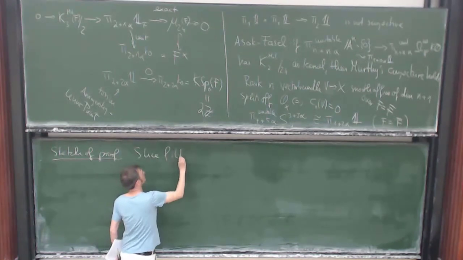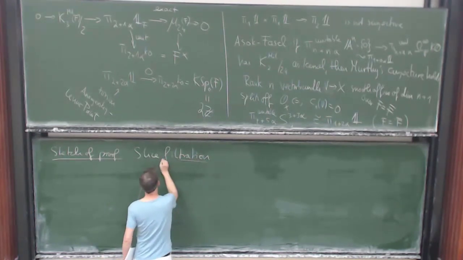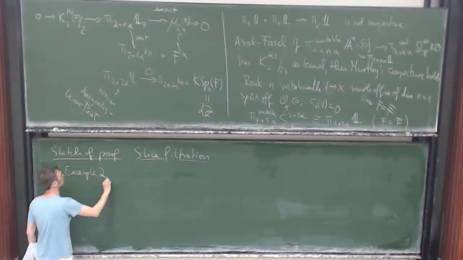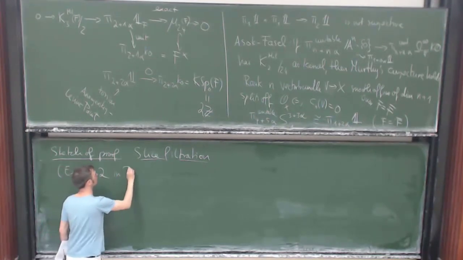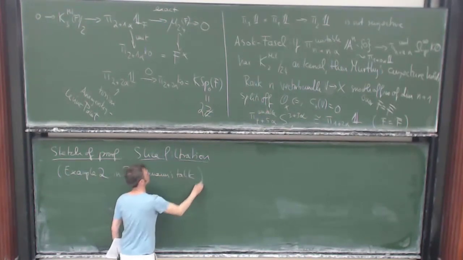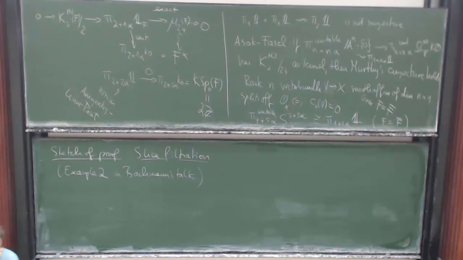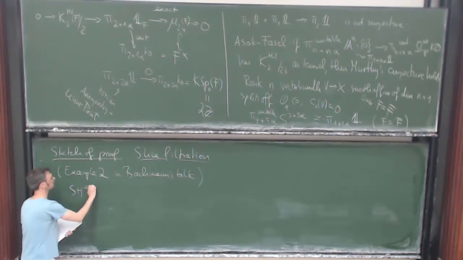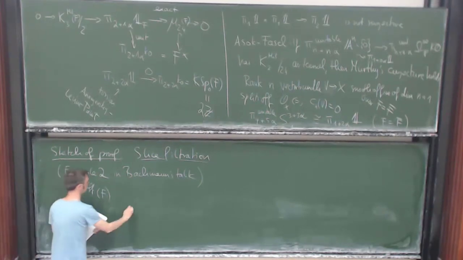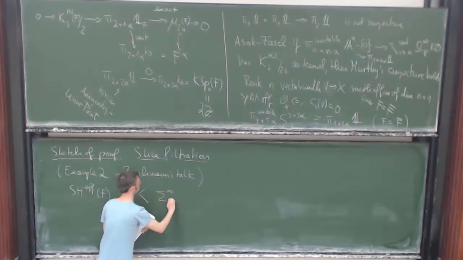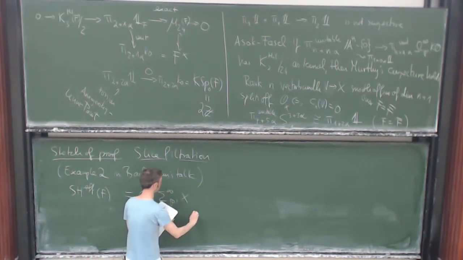So the main technical ingredient is the slice filtration, which is due to Voevodsky, and which was mentioned, and it was defined. This was example 2 in Tom Bachmann's talk. So you can check your notes now. Let me recall the definition. The effective subcategory is defined as the localizing subcategory generated by the suspension spectra of smooth schemes.